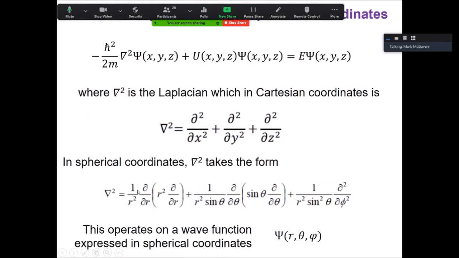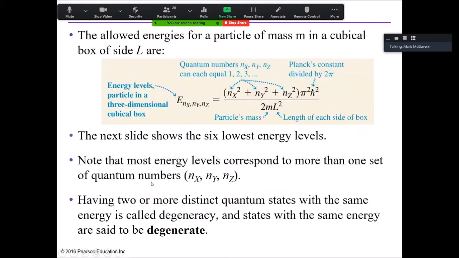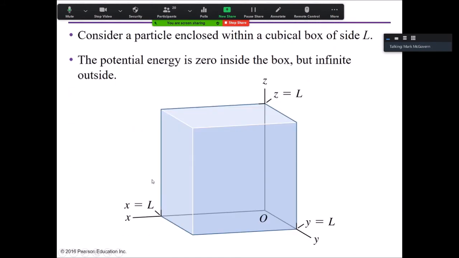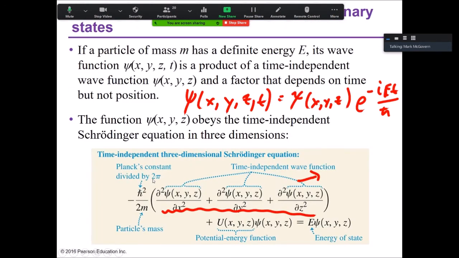Killing me. Ah, the Laplacian. I'm such a dummy. Sorry. All right, this is called the Laplacian. Why didn't I have that? Laplacian operator. Yes.